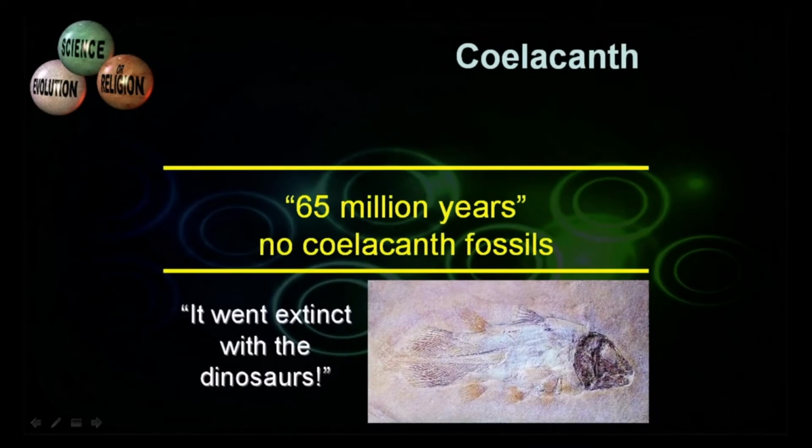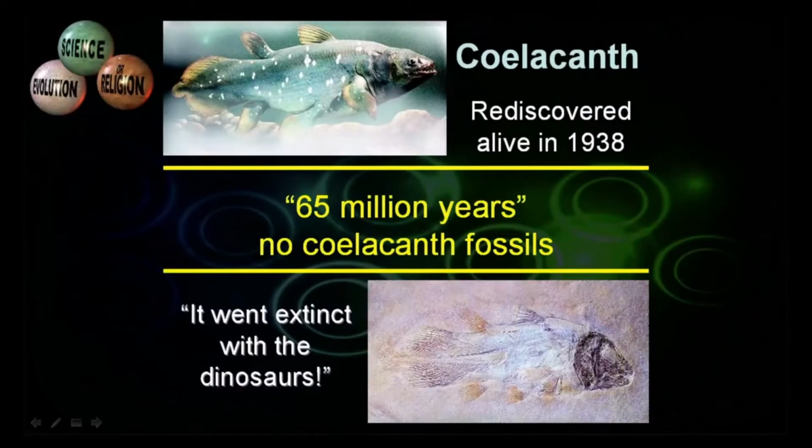There's a fish in the fossil record called the coelacanth. It was only found in the rock layers, the highest rock layer that the dinosaurs went extinct with. So they said, well, the coelacanth went extinct with the dinosaurs, because above those layers, no coelacanth fossils. They said that until 1938, when they found the coelacanth swimming off the coast of Madagascar. And when they compared the living fish to the fossil, it was virtually identical. It hasn't changed in supposedly 65 million years.